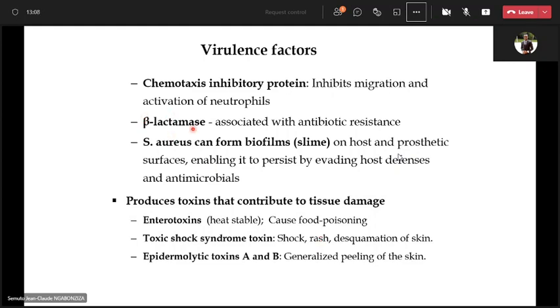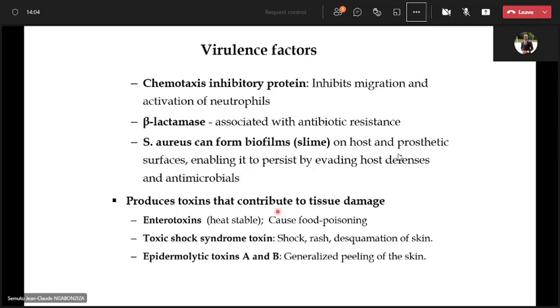So they have beta-lactamase that is associated with antibiotic resistance to beta-lactams, and Staph aureus can form biofilms on host and prosthetic surfaces that evade host defense and antibiotics. When it makes this biofilm, the antibiotics cannot get in. The large polysaccharide thick wall surrounding the bacteria allows them to evade the host immune system, but also makes them resistant to antibiotics. It protects the bacterial population completely.